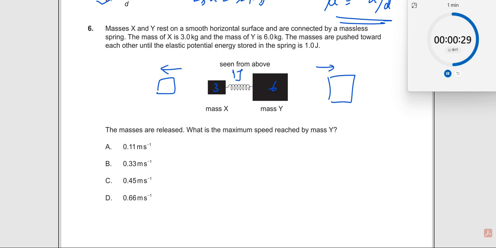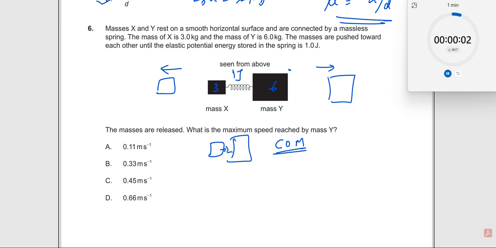Now the masses are released. What is the maximum speed reached by mass y? So when they are released, what is the maximum speed by this one? So when does it have a maximum speed? Only at this point it will have a maximum speed. We need to find. Now this is a problem very much related to collision. In collision, what happens? Two objects collide with each other, right? But here there are two objects which are released, which means there's an expansion, right? So therefore you can use your conservation of momentum.